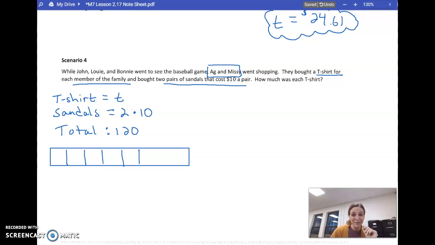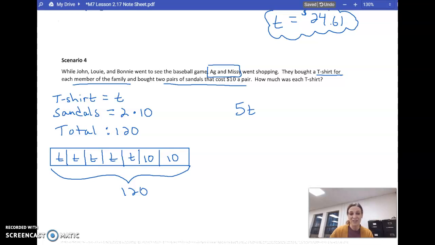But then how many sandals did they buy? 2. A sandal for $10, a sandal for $10, and here's our 5 t-shirts. Okay, that's why that one's a little bit different. But we know our total is $120. So when I write my equation this time, it's going to be a little bit different. 1, 2, 3, 4, 5. That's 5 tees, 5 t-shirts, plus our 2 times 10 here. Well, what's 2 times 10? 20. And that equals our total of 120.